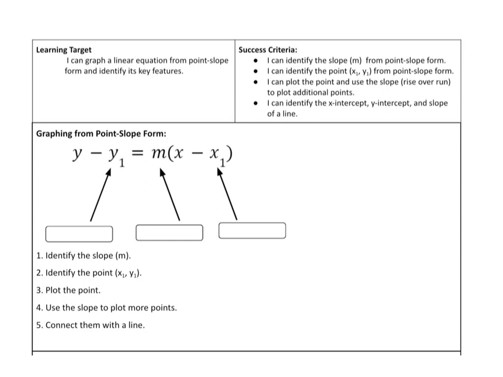One, can we identify slope from point-slope form? This was actually a question on your last test, so you've kind of seen it before. You should be able to identify a point in the form of x1, y1 in point-slope form, and you should be able to plot that point and then use the slope to move.